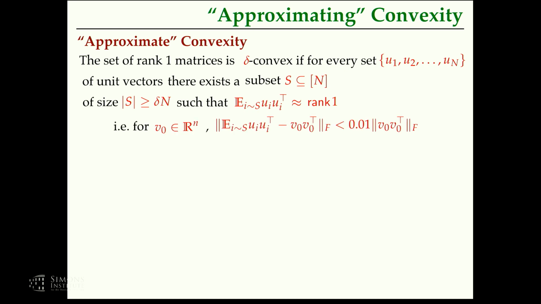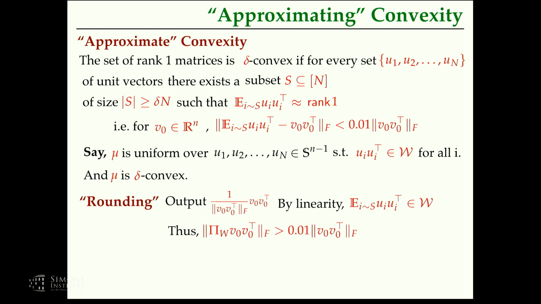So just to remind you what close to rank 1 means, it just means that if I look at this matrix, take the top eigenvector, then the eigenvalue associated with this eigenvector dominates in Frobenius norm. Okay? Good. So now I want to convince you that I can do this wishful thinking argument with delta convexity. Okay? And it's really trivial.